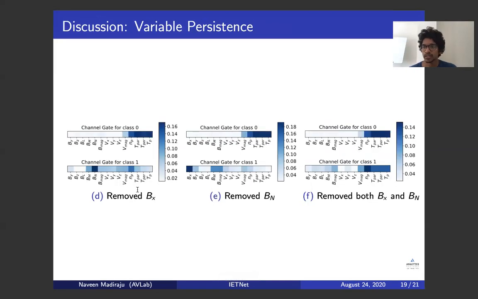Coming to some of the discussion, here we try to remove some of the useful channels. Let's say here we remove BN, and still the network picks the second most important channel, BX, BN being the most informative channel. And here in the figure, we remove BX, and the model picks BN. And when we remove both BN and BX, the model still picks some of the BMAG, mostly density. So it's still picking some of the important channels.